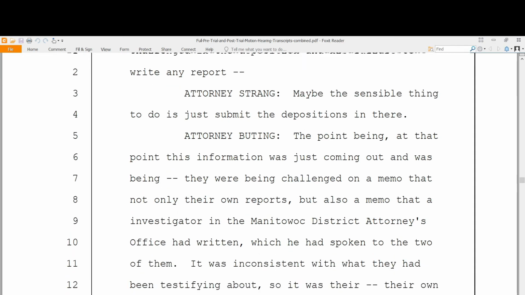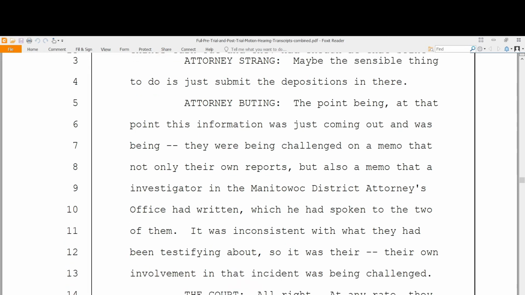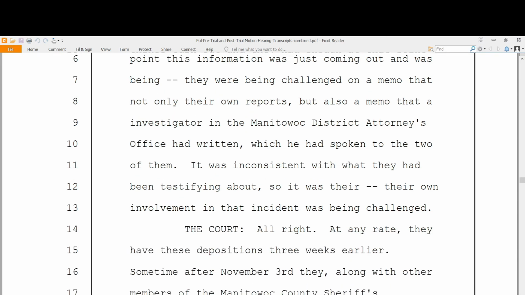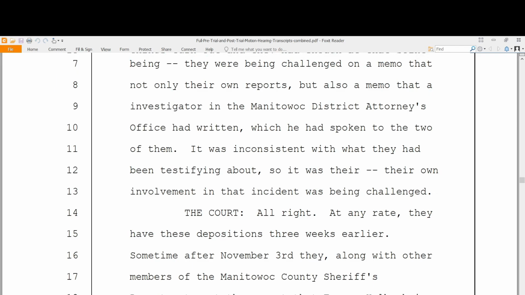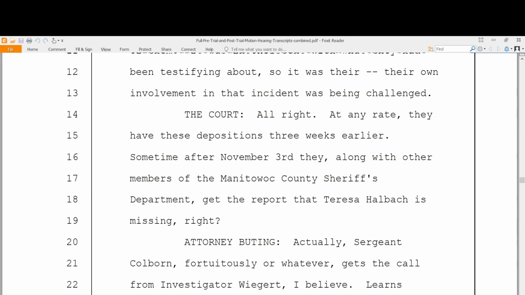Attorney Beauty: The point being, at what point this information was just coming out and they were being challenged on a memo that has not only their own reports, but also a memo that the investigator in the Manitowoc District Attorney's Office had written, which he had spoken to the two of them. It was inconsistent with what they had been testifying about, so it was their own involvement in that incident which was being challenged. The court: All right.